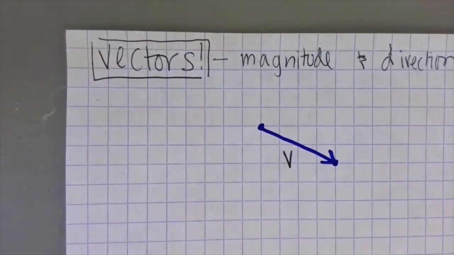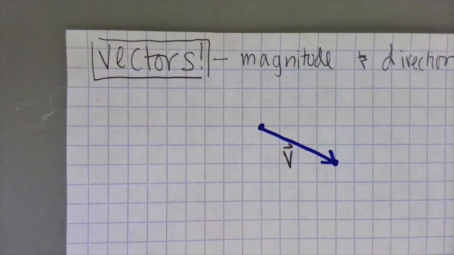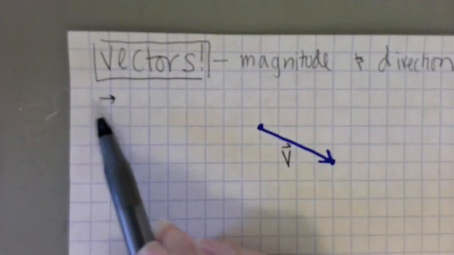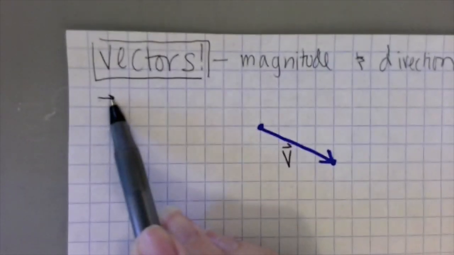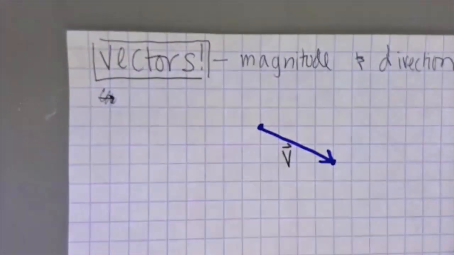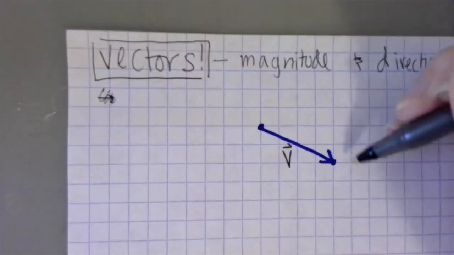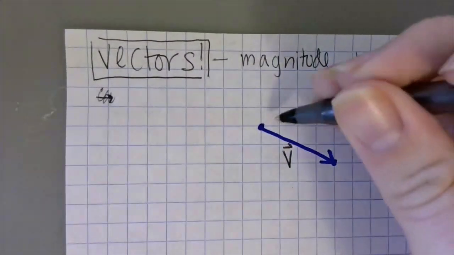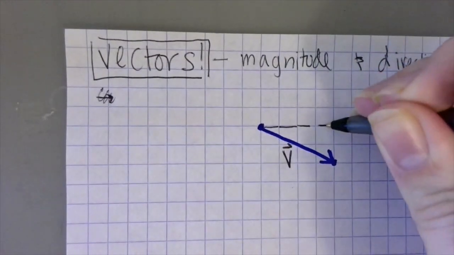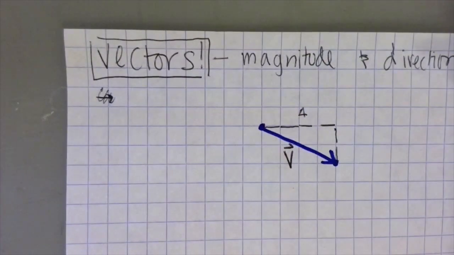So I'm going to label it with a V, and the symbol for vector is this little hat on top. It's like half an arrow. So the symbol for a vector is like an arrow, but without that little bottom bit there. Half an arrow. Okay, so this vector, vector V, has a starting point and an ending point. This vector goes 1, 2, 3, 4 units to the right, and 1, 2 units down.